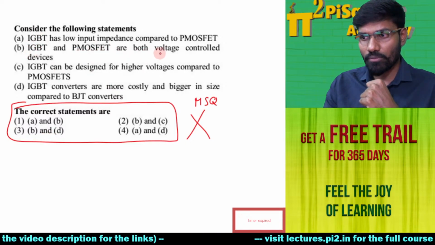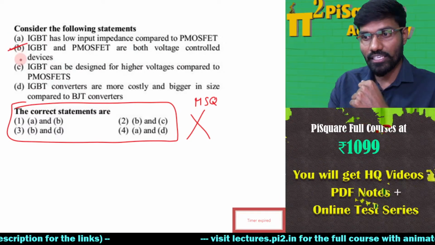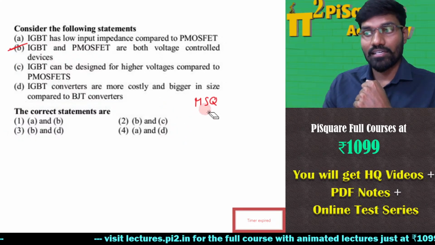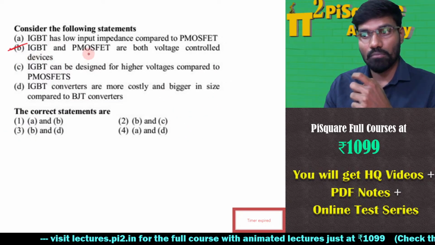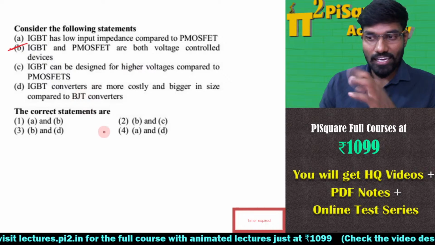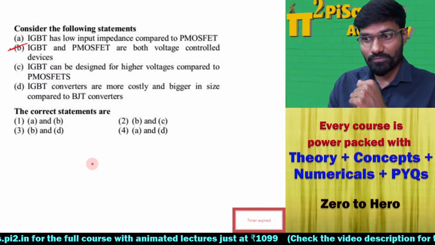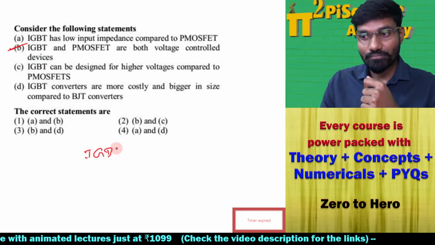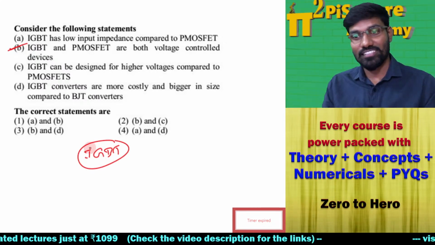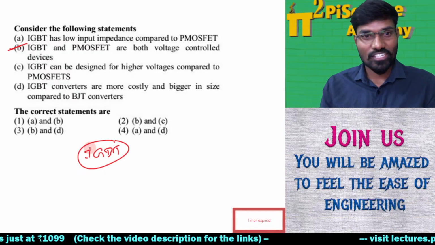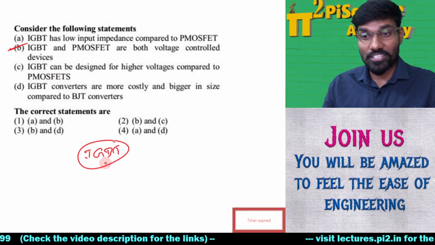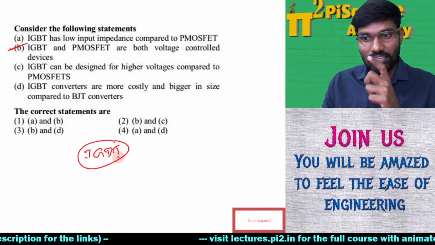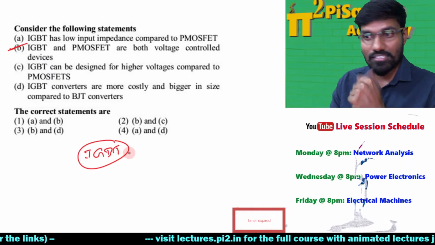IGBT and P MOSFET both are voltage controlled. Absolutely right. If it is a P BJT, power BJT, then that's current controlled. Both IGBT and the MOSFET are voltage controlled. I have made a video on our YouTube channel on who the inventor of IGBT is, an Indian scientist, and how we got the IGBT from MOSFET and BJT, the structure and all. I think that's also right.